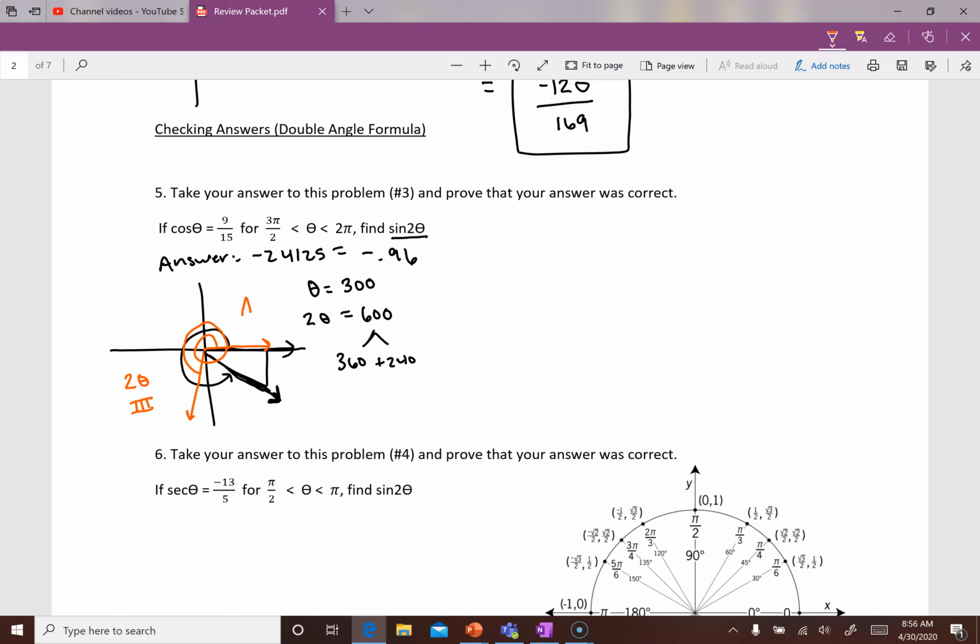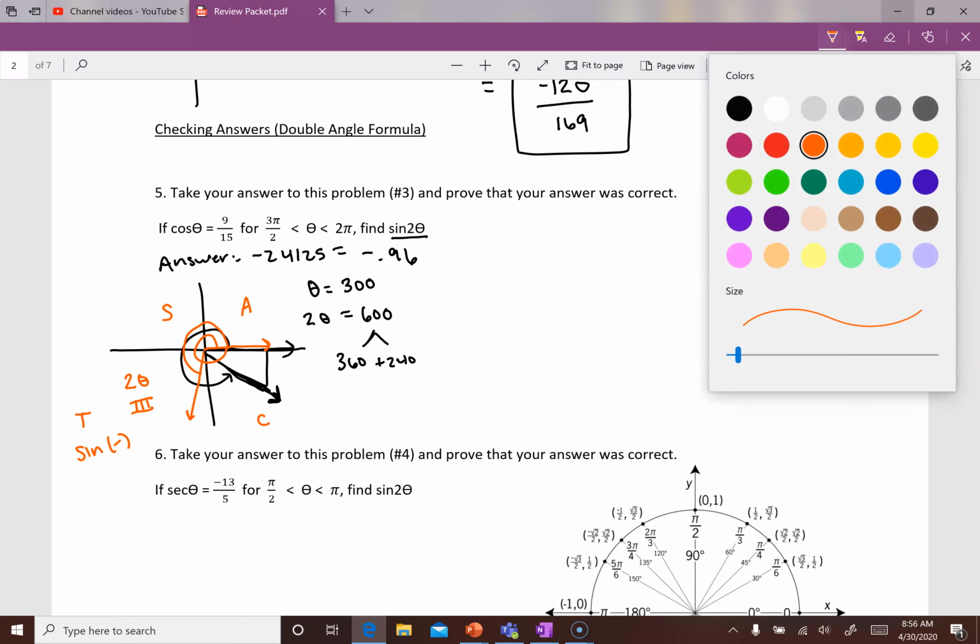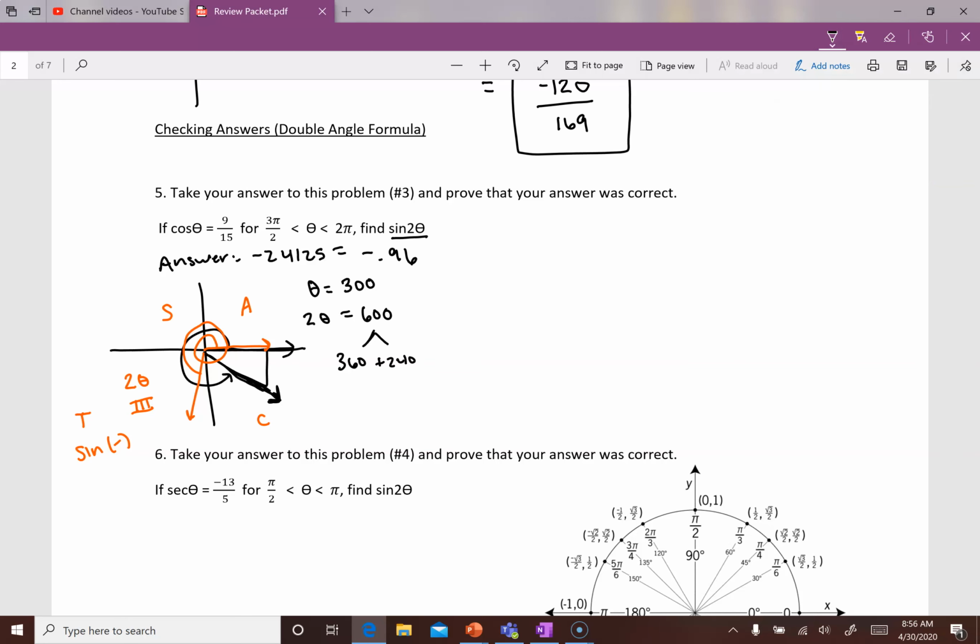And remember, all students take calculus, so the only thing that should be positive in the third quadrant is tangent, meaning our sine should be negative. Well, was our answer negative? Yes, it was. So we've checked that, and so we're good to go on the fact that we got a negative answer.